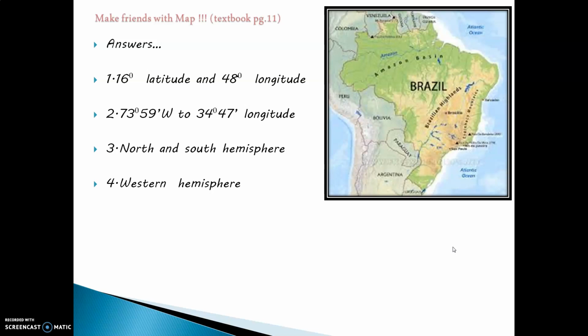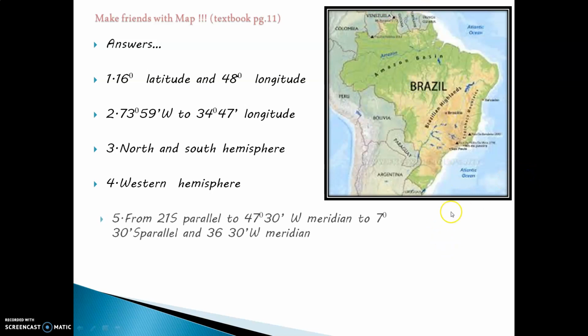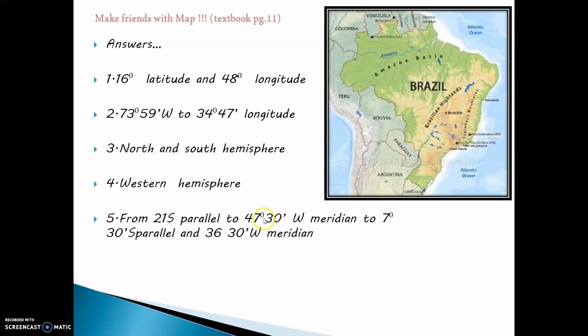Which parallels and meridians should be used to describe the extent of the river São Francisco? Now there's a river over here, São Francisco, and the answer is from 21 degrees south parallel and 47 degrees 30 minutes west meridian to 7 degrees 30 minutes south parallel and 36 degrees 30 minutes west meridian. So these are the various meridians and parallels on this globe based on which Brazil's extent can be described.